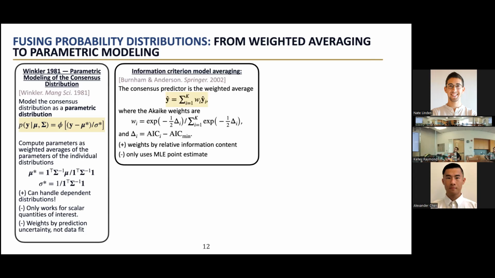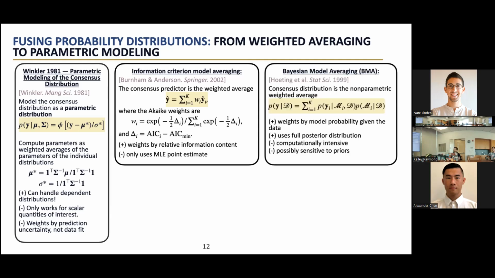So then we can think of weighting based on information criterion. These are the AIC numbers that I talked about before. We can construct weights using them. These are good because they weight by how well we match the data. However, these standard information criteria only use a single estimate for the parameter, so it's not doing a whole probabilistic thing.